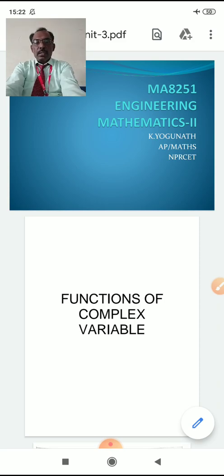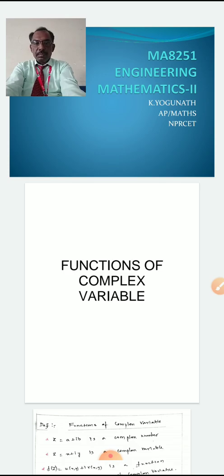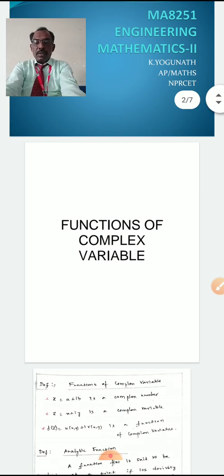Now we are going to discuss the paper Engineering Mathematics 2. The subject code of the paper is MA8251. This is 2017 regulations, Anna University, Chennai. This paper has 5 units. The third unit is analytic functions.